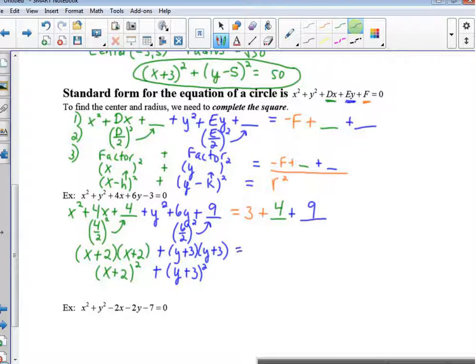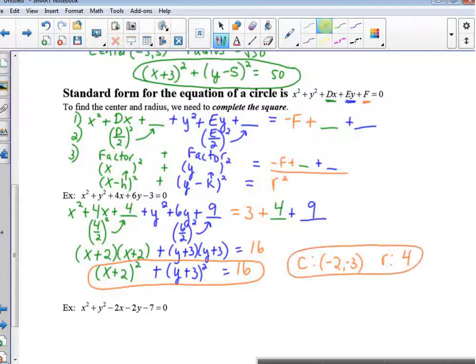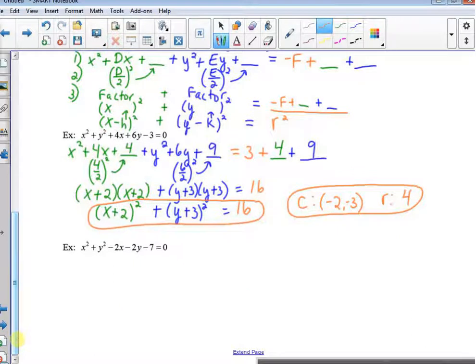And then that's going to equal the sum of 3 plus 4 plus 9. So 7 plus 9 is 16. So there is the center radius form of your circle. The center is -2, -3, and the radius is 4. So one more to try it on.